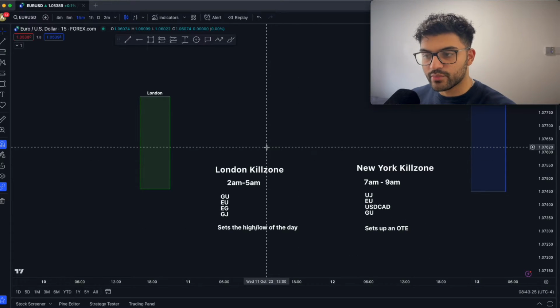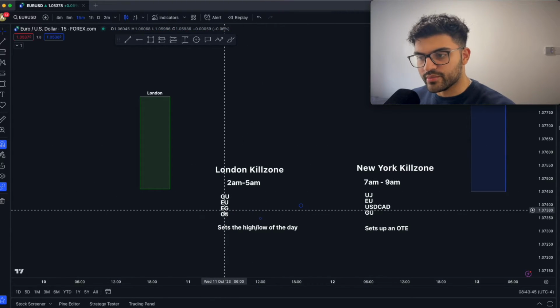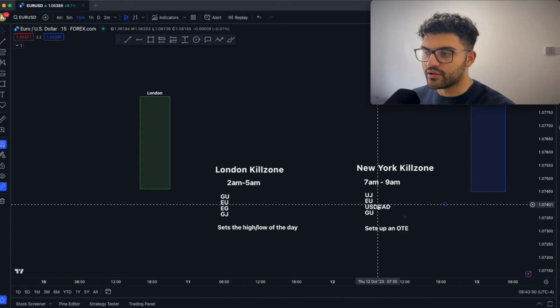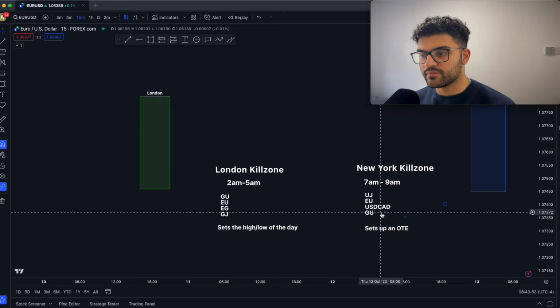And the times you'll be monitoring are 2 a.m. to 5 a.m. Now the pairs you want to be trading are the majors, okay? More like pound pairs, I guess. GU, cable, right? GBP USD, Euro USD, obviously, which you can trade both in the New York and London kill zone, basically the sessions. And EJ, Euro GBP, GBP JPY, and for New York, USD JPY, USD CAD, all these pairs.